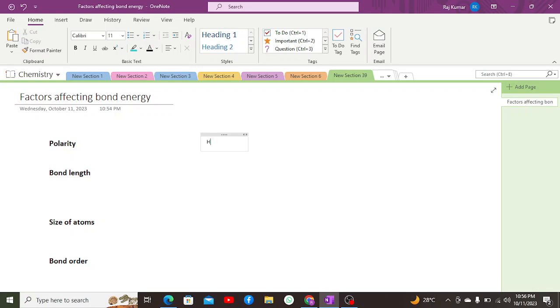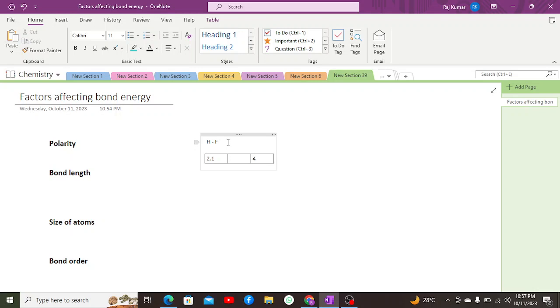Suppose we have hydrogen having a single bond with fluorine. Now here we know that hydrogen has an electronegativity of 2.1, whereas fluorine has an electronegativity of 4. Electronegativity is the capability of an atom to attract the bond pair. Here the electronegativity of fluorine is higher, so fluorine will tend to attract the bond pair of electrons more towards itself rather than hydrogen.